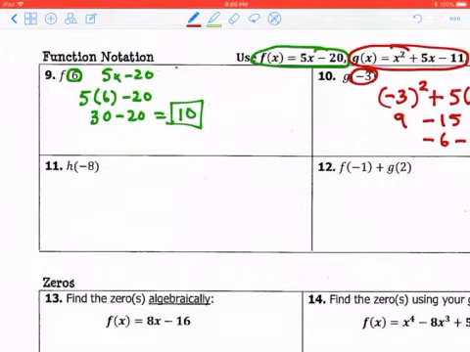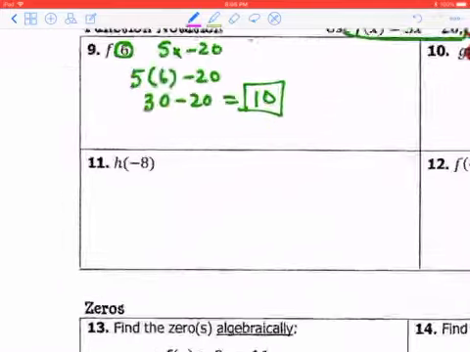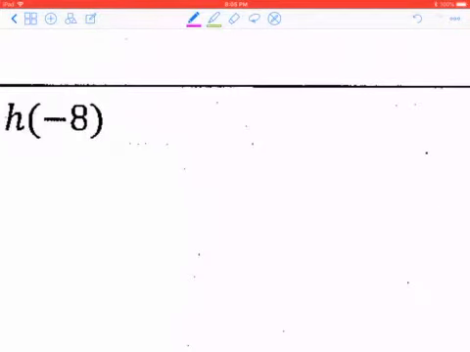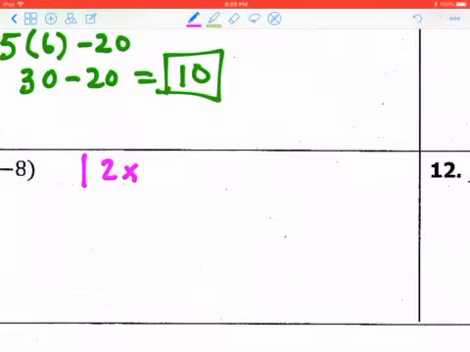For h, we're going to use the h of x, which said that it was the absolute value of 2x, and I believe it was plus 7. Plus 7.